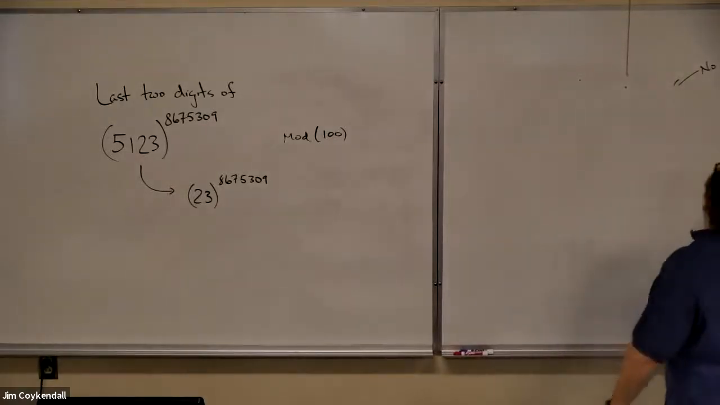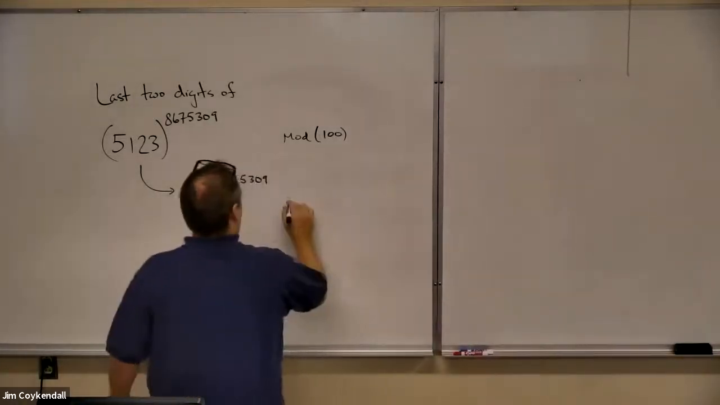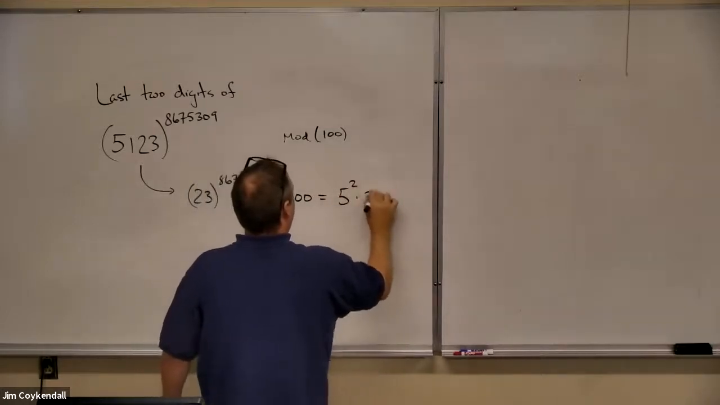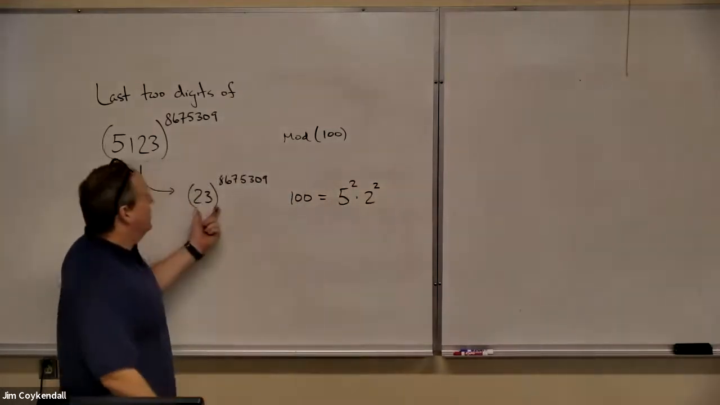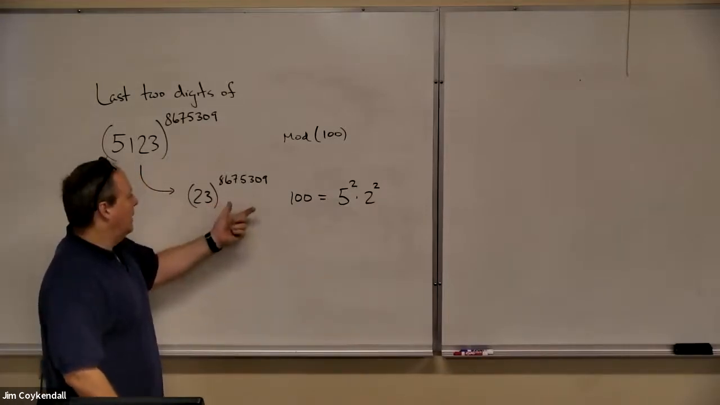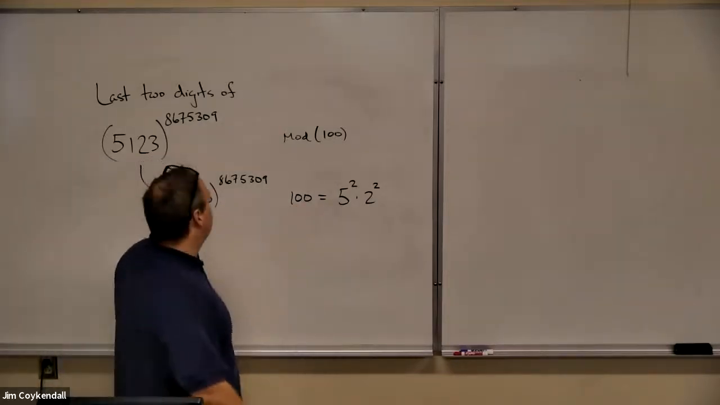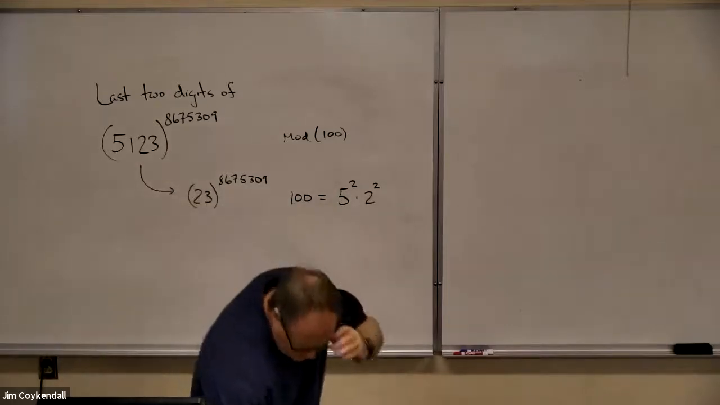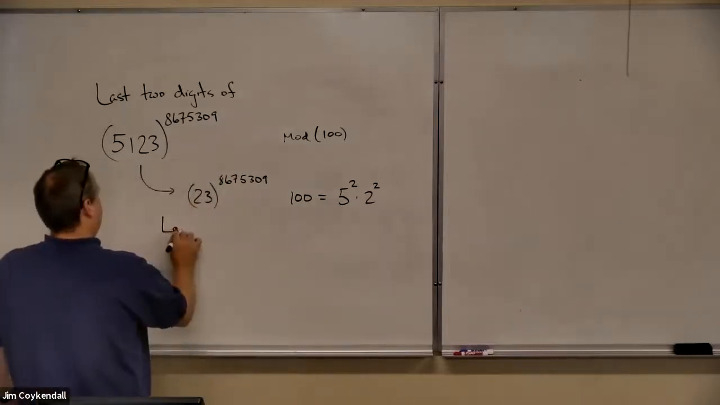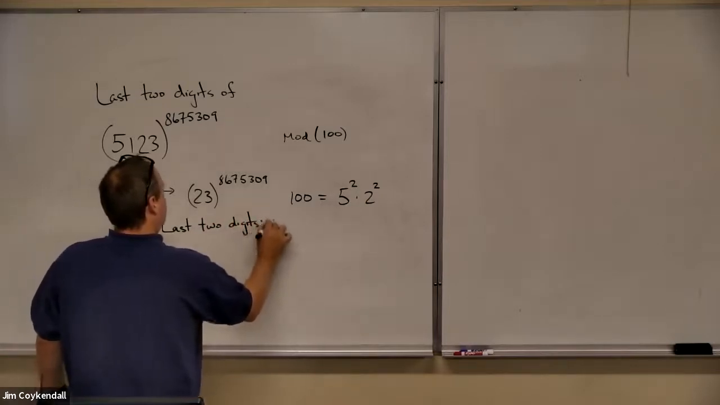So how are you going to do this? Well, 100 is 5 squared times 2 squared. So figure out what the answer is mod 4 and mod 25, and glue it back together for mod 100. Let me tell you what the answer is. Yeah, that's what I got. The last 2 digits are 6, 3.